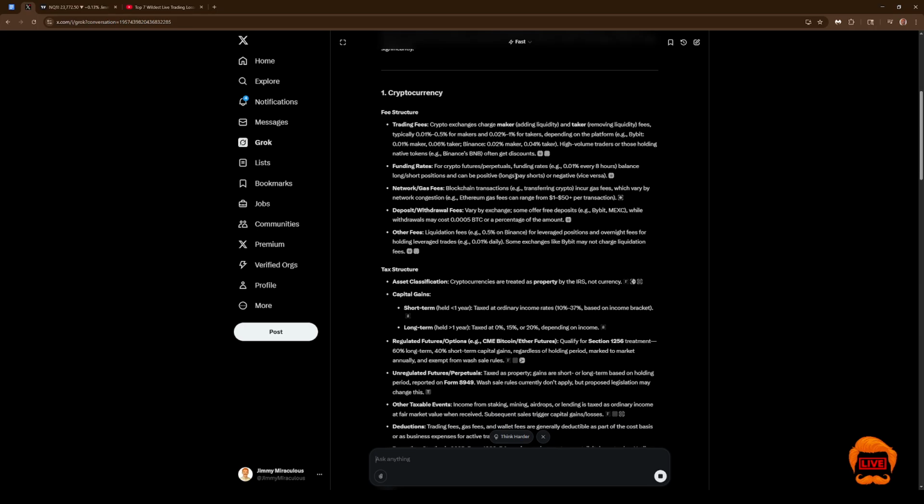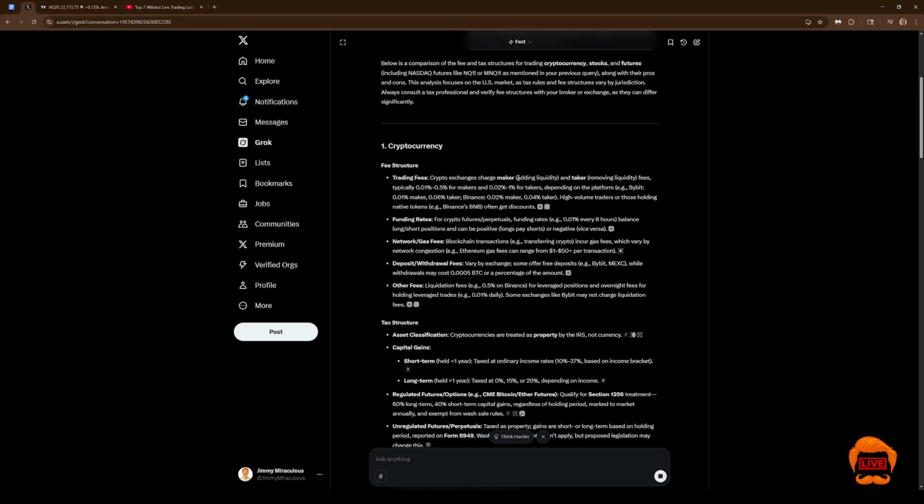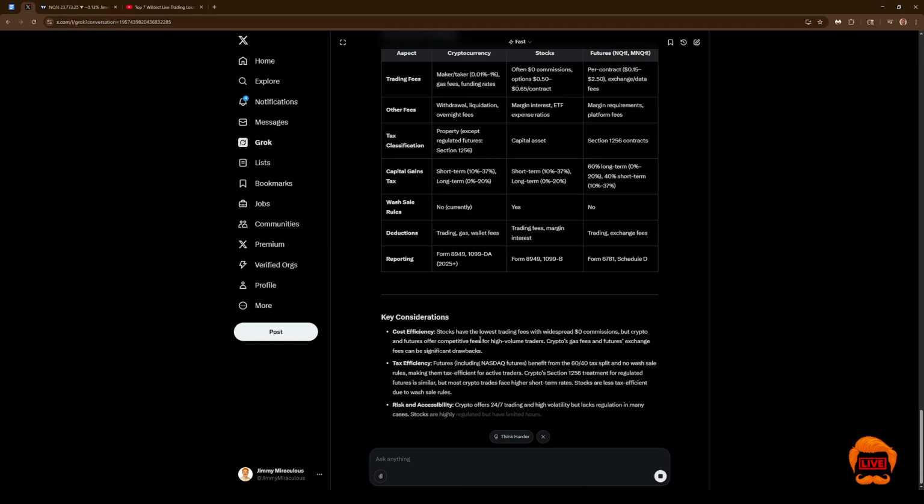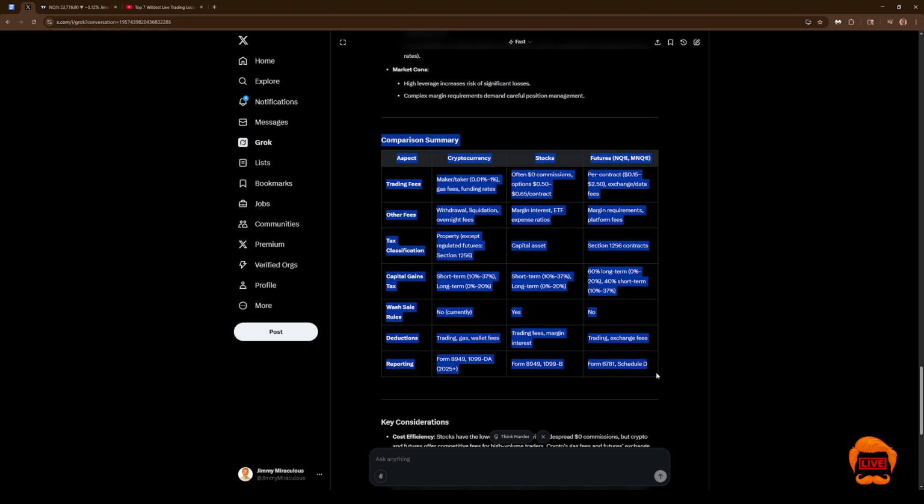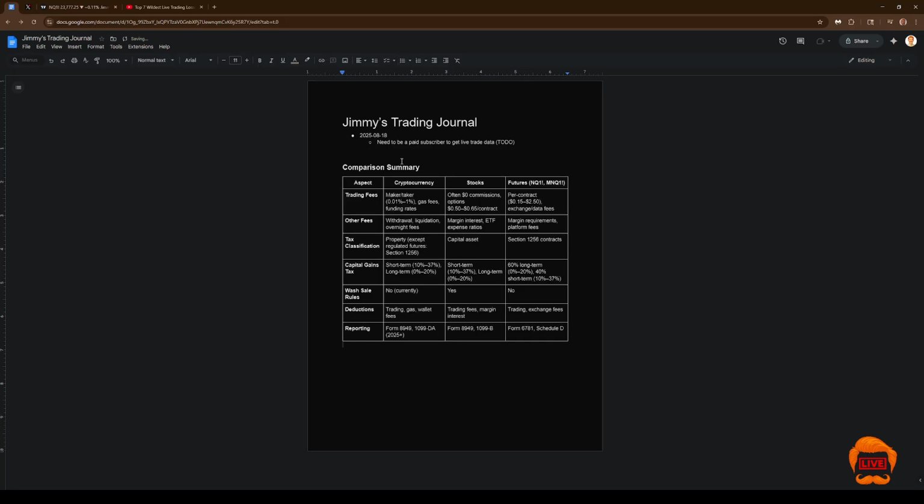It doesn't say anything about trading fees for futures. Oh, I see. Okay, let's do this. Oh, here we go. Perfect. Comparison summary. Trading fees. I'm gonna copy this actually and drop it in here. Nice. Okay. So now we have it in our notes.